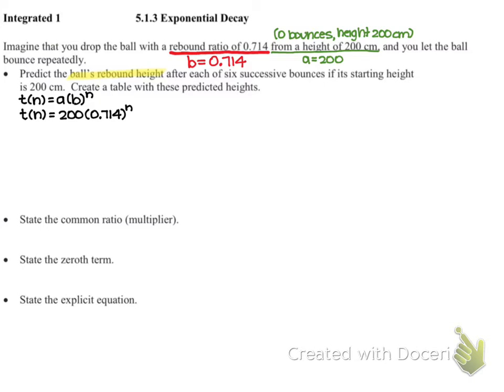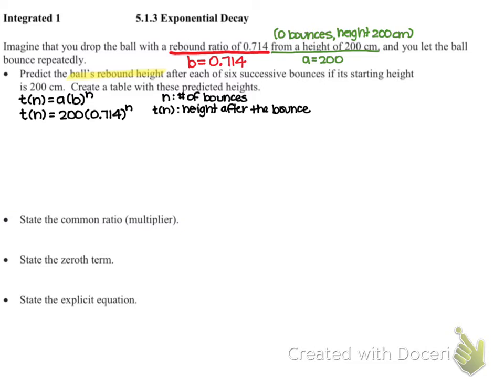Okay, so let's go ahead and identify some variables here, and then we can use this. So n is going to be the number of bounces. And then T of n is going to be the height after the bounce. All right, so now that we have this, I think we can actually just start plugging stuff in.